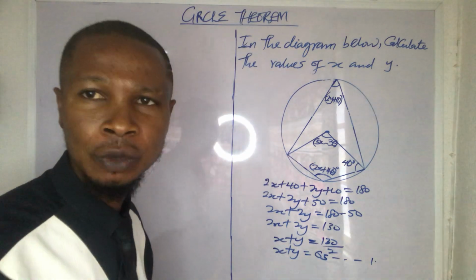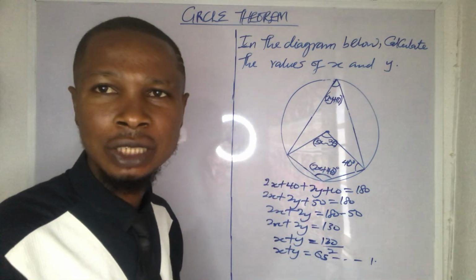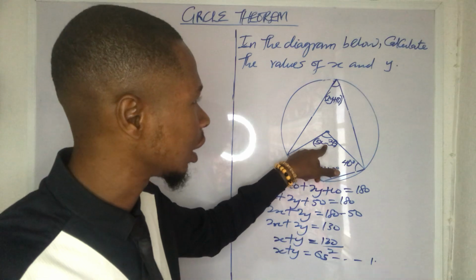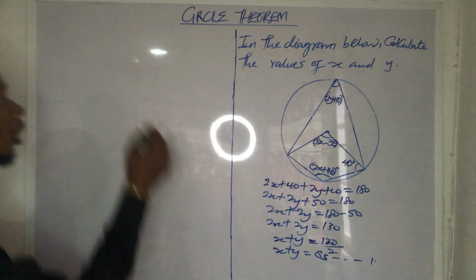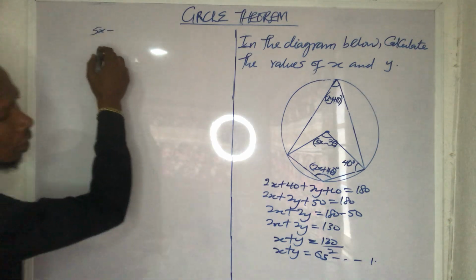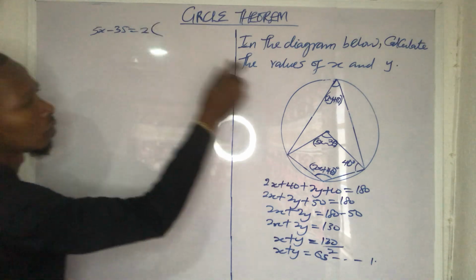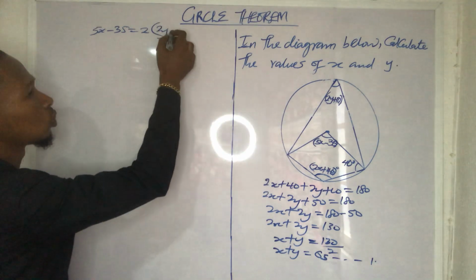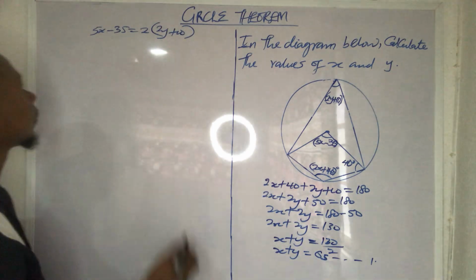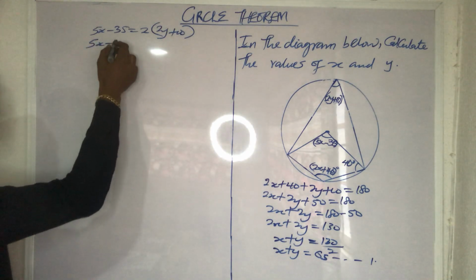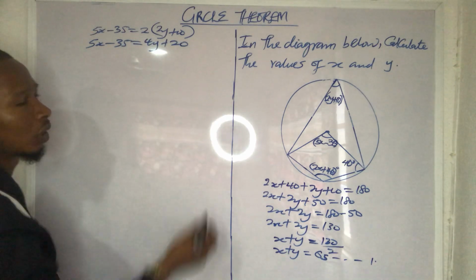Now, also recall from circle theorem that angle at the center is twice angle at any part of the remaining circumference. This angle at the center should be 2 times the angle at the circumference. Then in that case, I will have 5x minus 35 supposed to be equal to 2 times the angle that is here, 2y plus 10. Then if I simplify this further, I will have 5x minus 35 is equal to 4y plus 20.